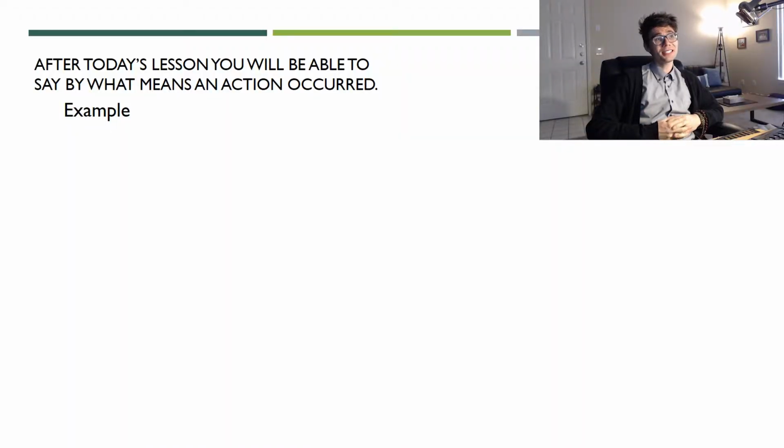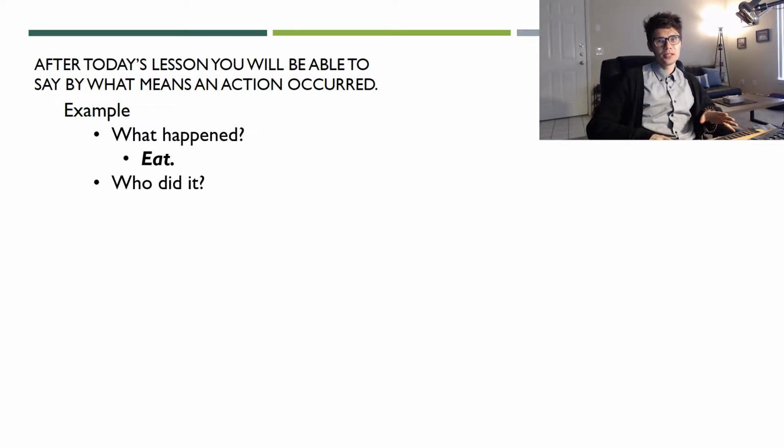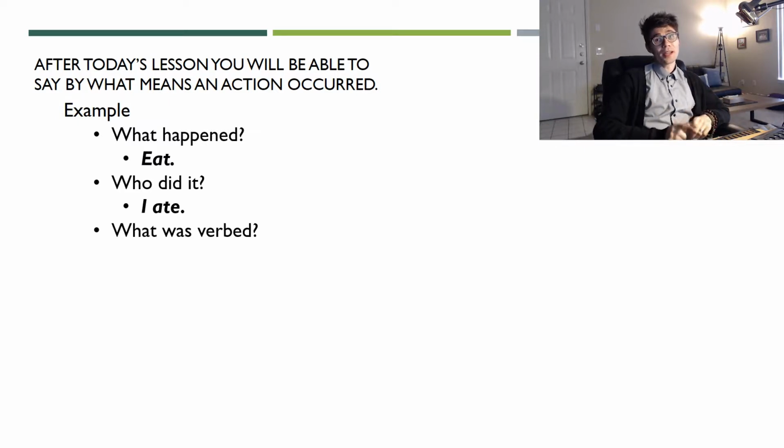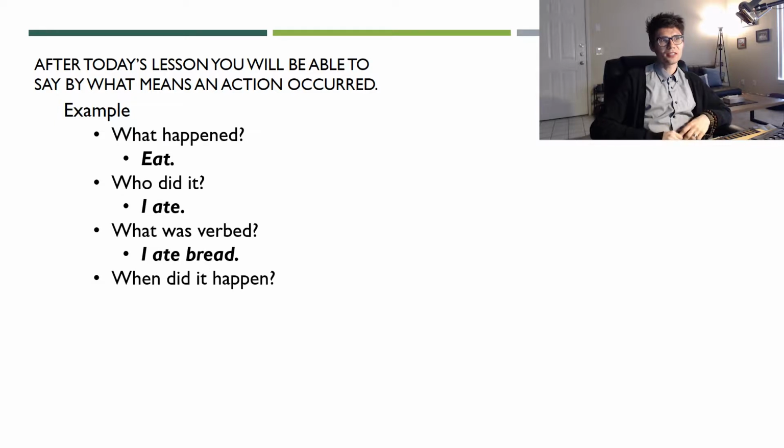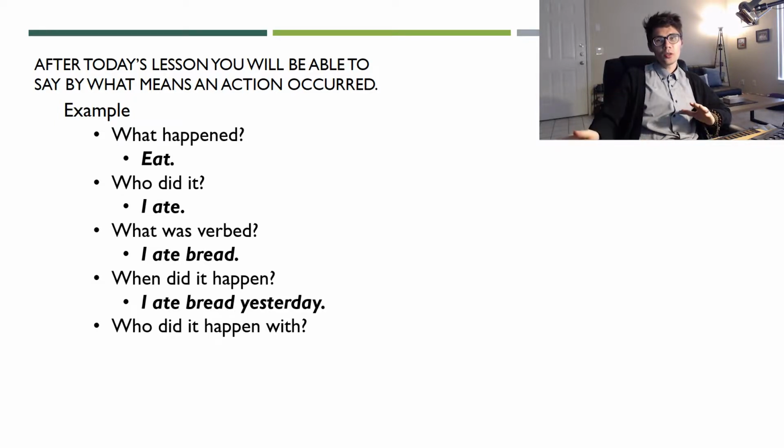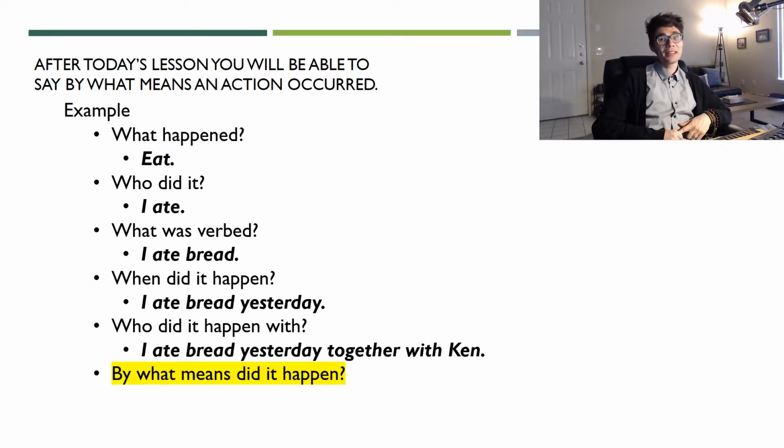So, after today's lesson, you will be able to say by what means an action occurred, but let's see what you hopefully already know how to do anyways. You can say that something happened, you can say who did it, what was verbed, a direct object of a sentence, you can also say when it happened, who the action happened with, then by the end of this lesson, you'll be able to say by what means something happened.